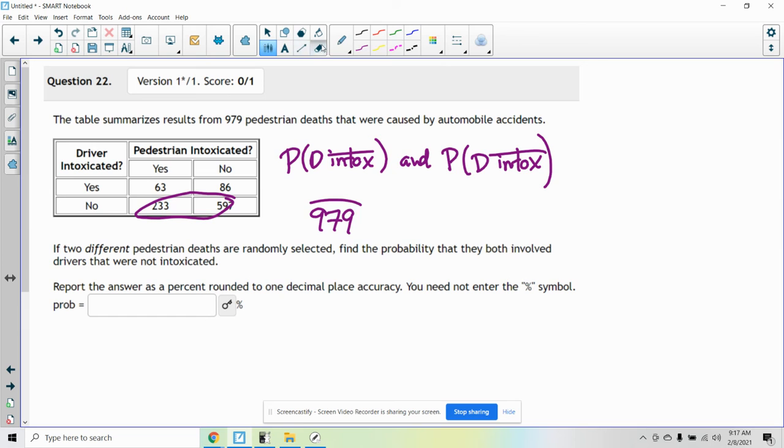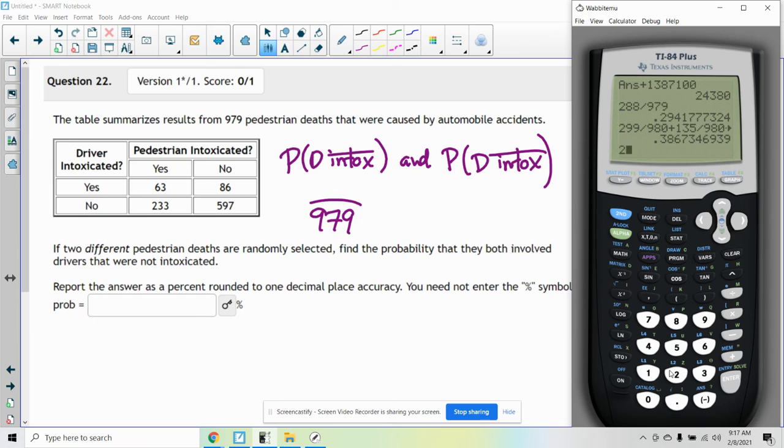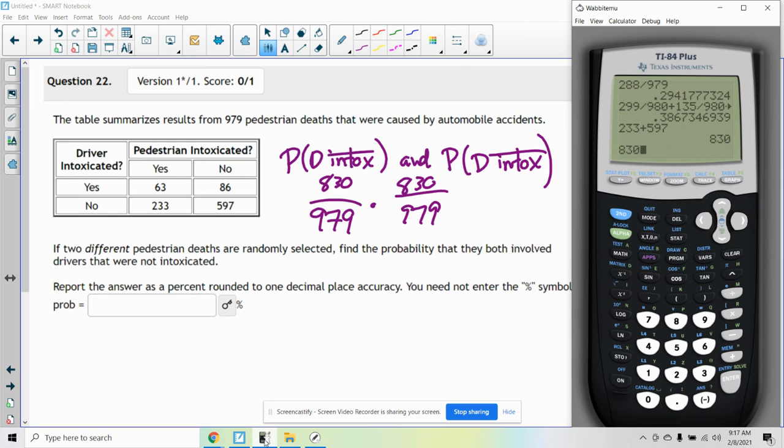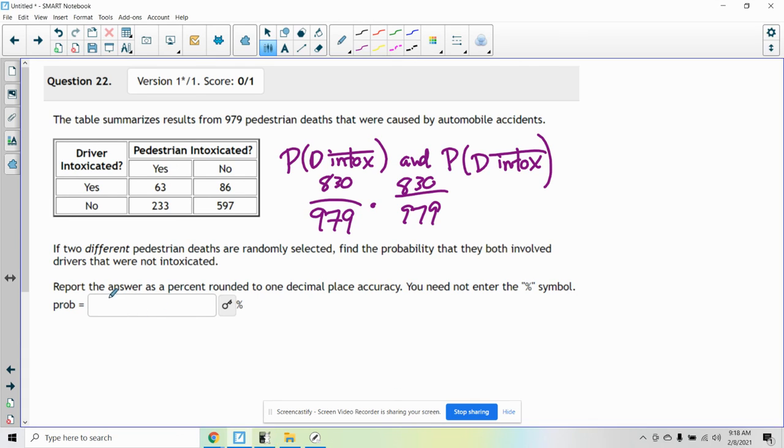What is that? That is 233 and 597. Let's just do the calculator. 830 times, do it again, 830 over 979. So we have 830 divided by 979 times 830 divided by 979. We get 71.8 or 71.9. And that's it. That's your answer.